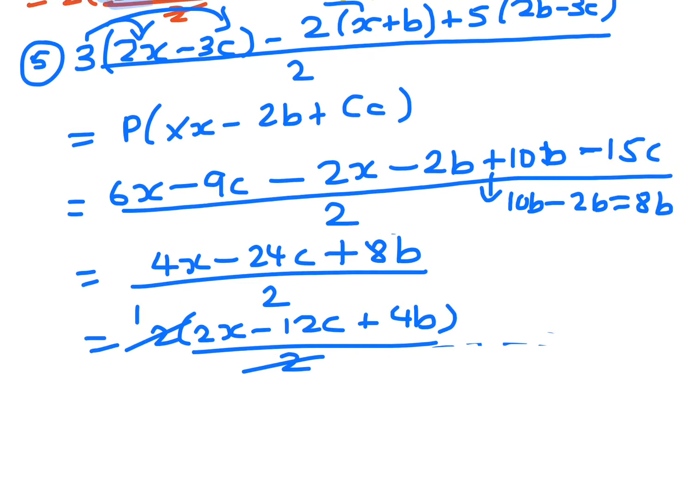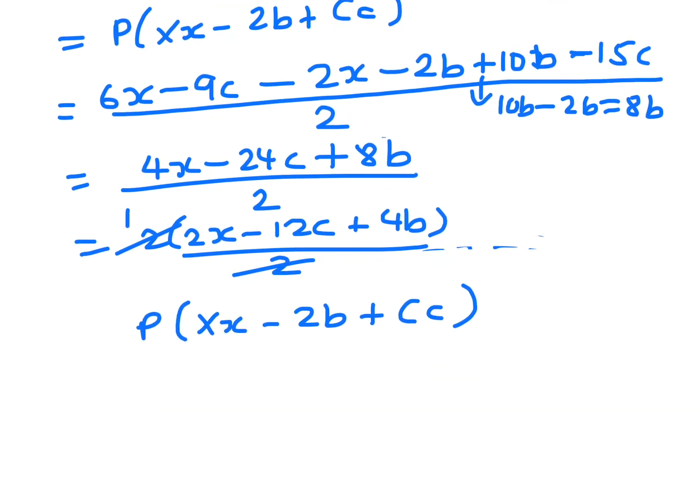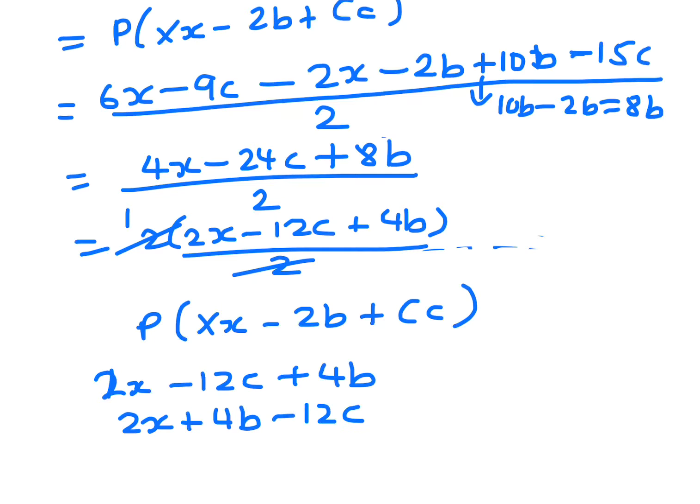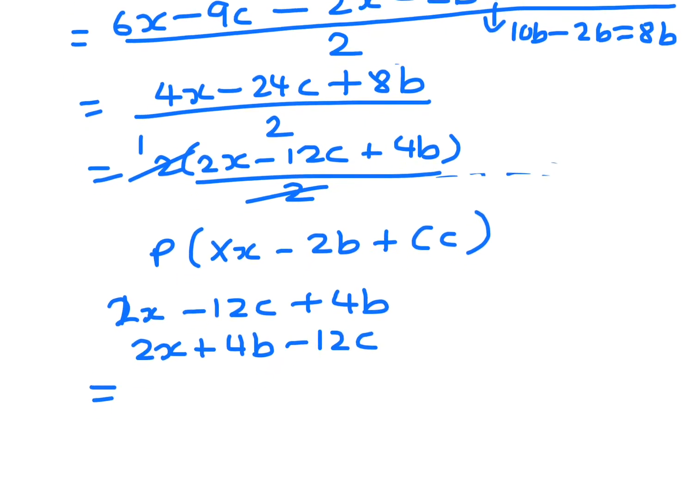And now I need to compare it. So I'm comparing to b, x minus 2b plus c. So when I'm comparing it to this one, it'll be 2x minus 12c plus 4b. Okay, so that's 2x plus 4b minus 12c. That's what I'm comparing. So if you look at this, if I simply take out a 2, that'd be x plus 2b minus 6c.